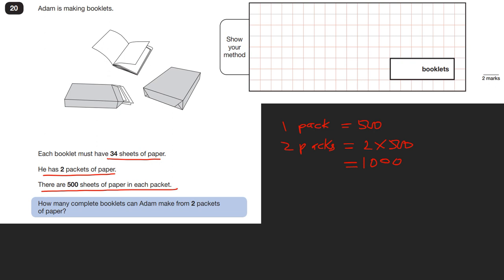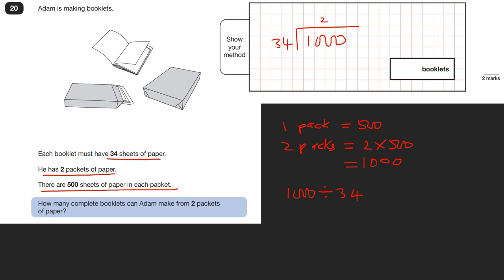1000 sheets, right? So now what you need to do, 1000 sheets you have, how many complete booklets can Adam make from the 2 packs? So divide by 34, right? So how easy can you do this one, 1000 divided by 34. You can do a long division if you like. So 1000 divide by 34, right?